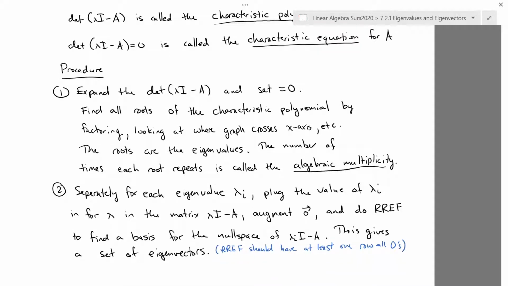So one thing that's good to remember is that determining eigenvectors takes a number of steps, and it's easy to make a mistake in your calculations somewhere in the process. If you remember that when you do the row reduced echelon form for this null space, it will always have at least one row of all zeros. And so if that's not the case, that means that there's a mistake in the calculation somewhere.